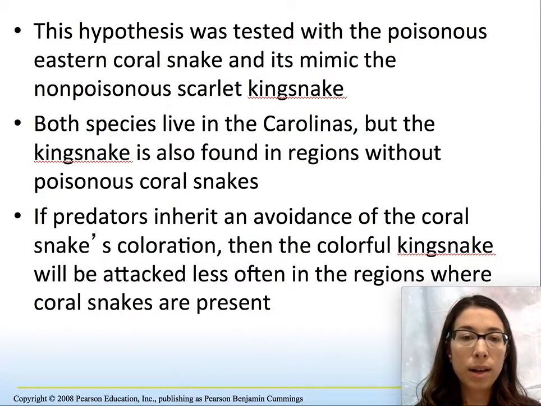So let's design the experiment. This hypothesis was tested with the poisonous eastern coral snake and its mimic, the non-poisonous scarlet king snake. Both species live in the Carolinas, but the king snake is also found in regions without poisonous coral snakes. If predators inherit an avoidance, or we don't know if the avoidance is inherited, that's something that would probably require further investigation. But if the predators learn to avoid the coral snake's coloration, then the colorful king snake will be attacked less often in regions where coral snakes are present.